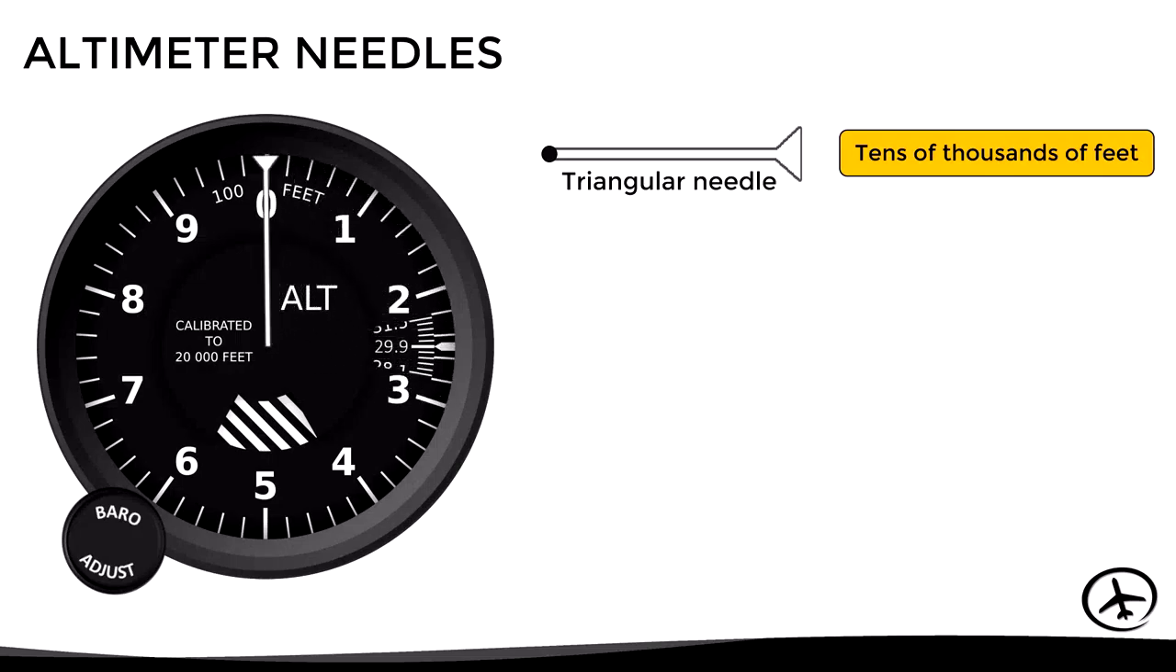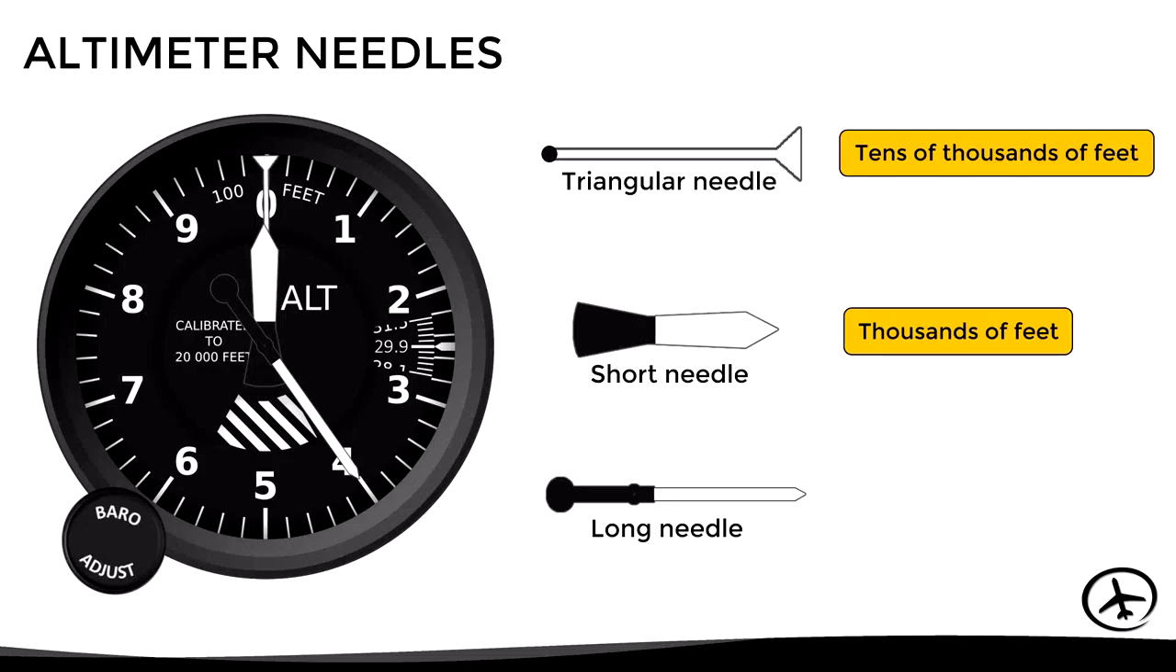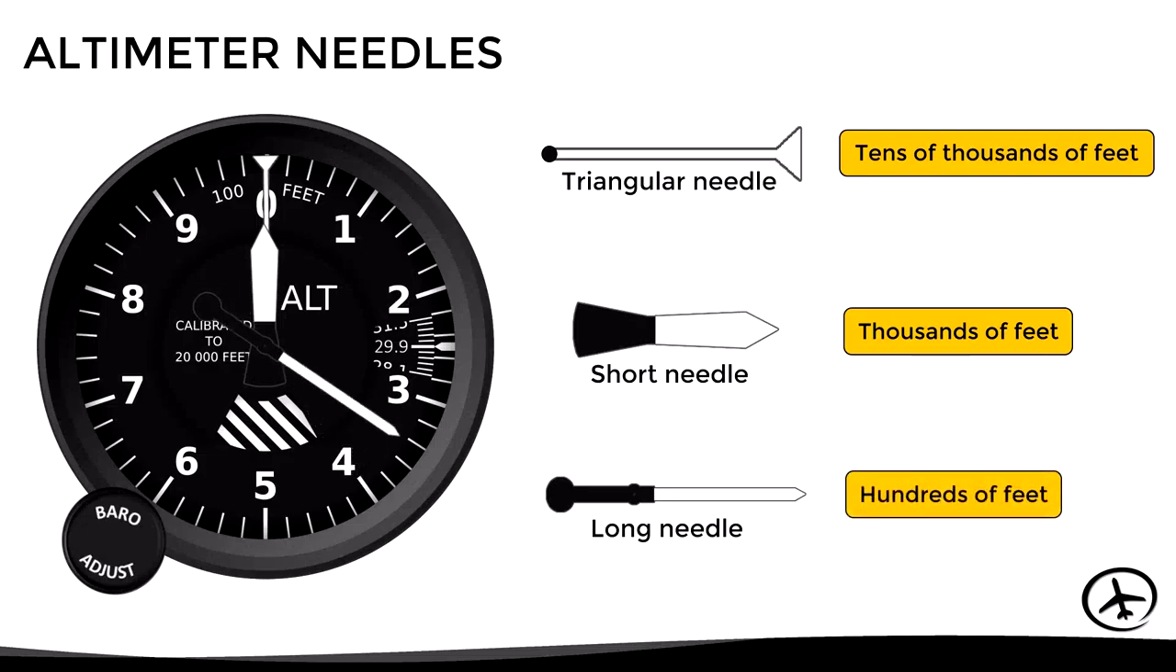Then, there is the short needle, which indicates thousands of feet. So if this needle points the number 1, it represents 1,000 feet. If it points number 2, it represents 2,000 feet, and so on. Finally, there is the long needle, which indicates hundreds of feet. So if this needle points number 1, it represents 100 feet. If it points number 2, it represents 200 feet and so on.